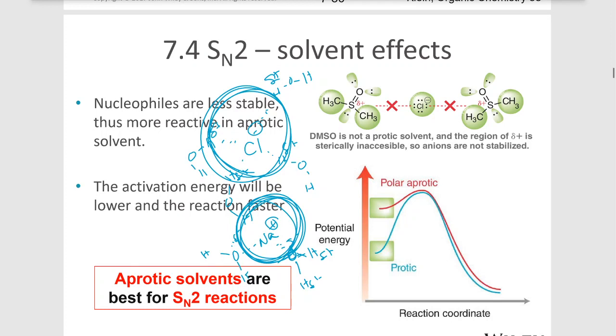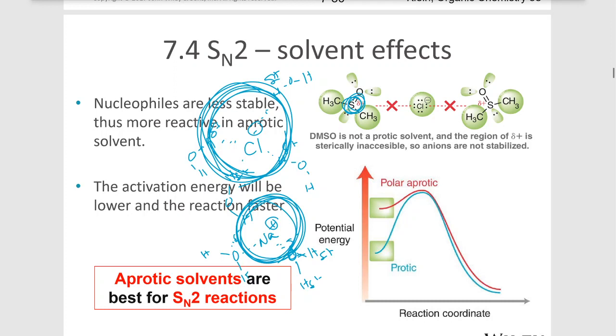But that solvent shell around the chloride is going to protect it from being reactive. It's going to keep it from reacting with the alpha carbon, the electrophile, because it's solvated. It's surrounded by all of these partial positives. But in a polar aprotic solvent, the partial positive is way down inside, and it can't really surround the nucleophile.